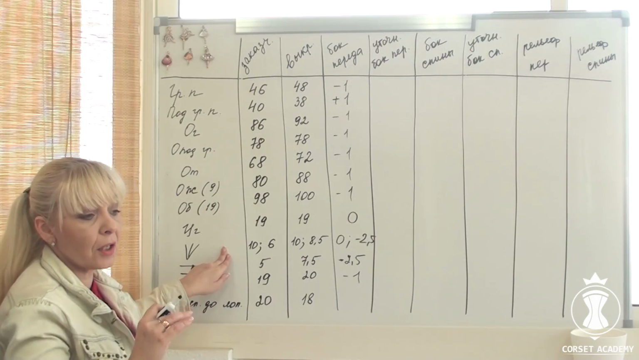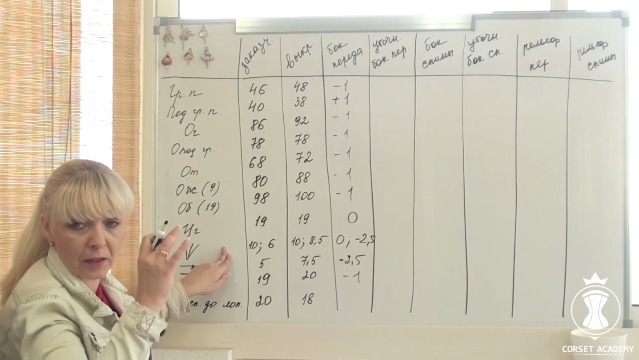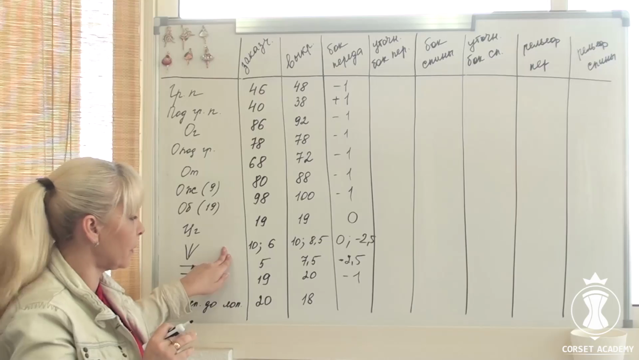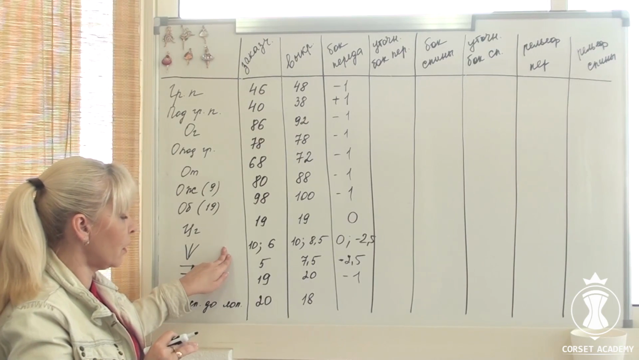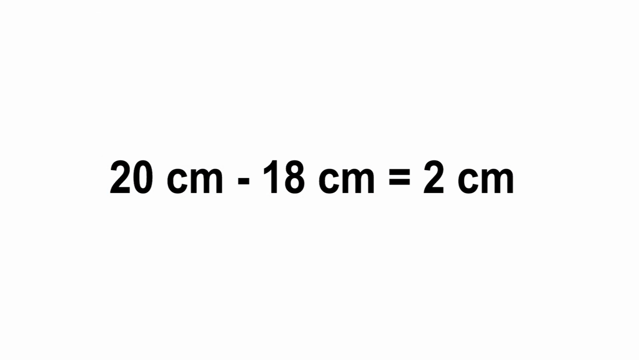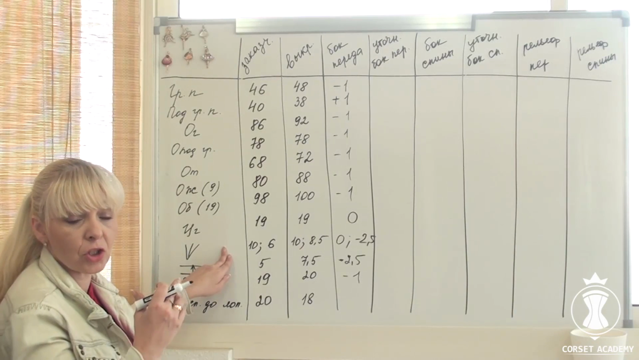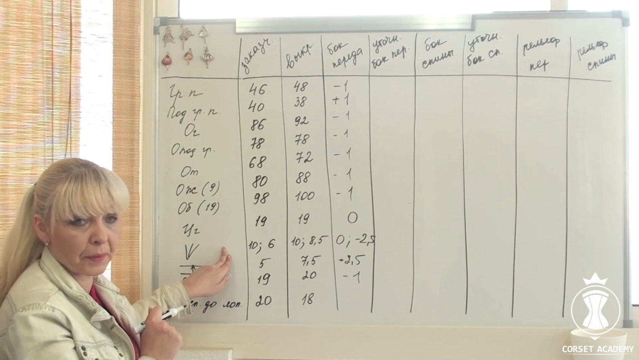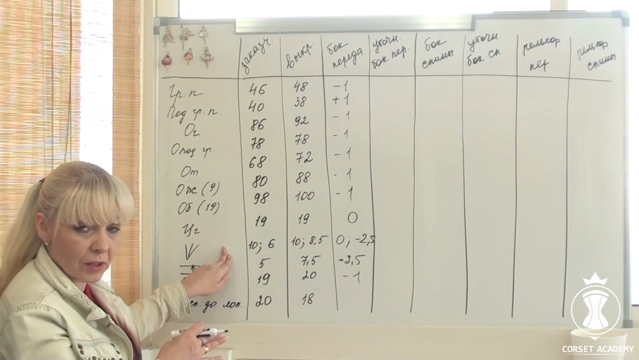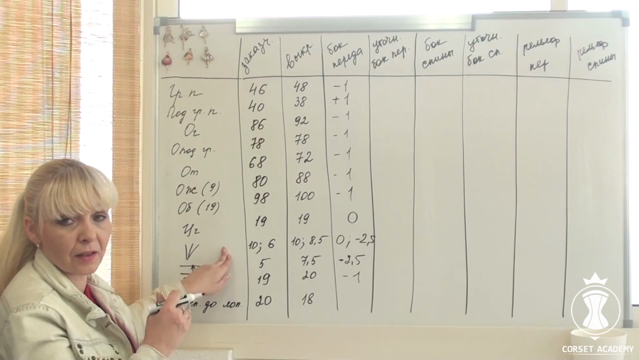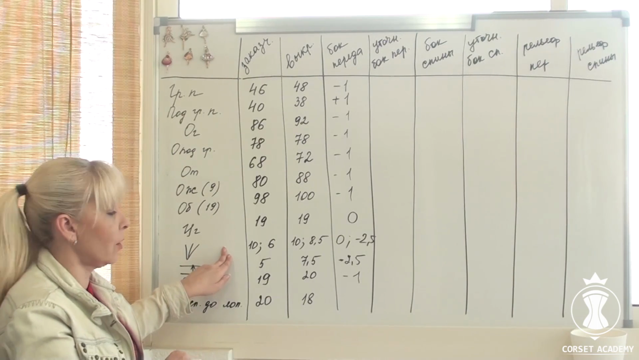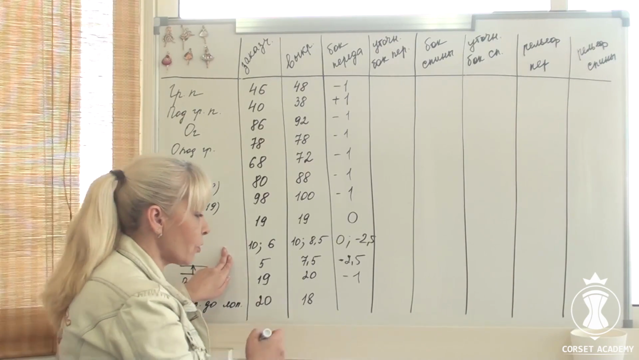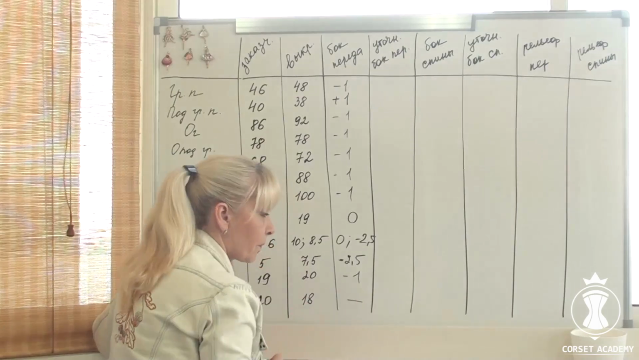Blade height back is 20 centimeters on the client and 18 centimeters on the pattern. 20 centimeters minus 18 centimeters equals 2 centimeters. Since the blade height back measurement is 2 centimeters smaller on the pattern than on the client, there is no risk of skin bulging over the back neckline. No changes needed. I write dashes in the table.